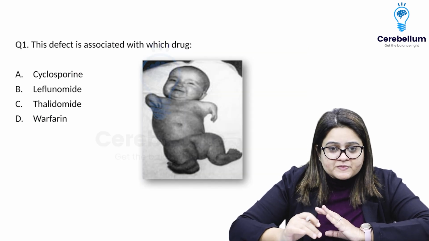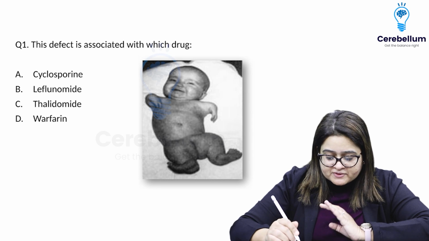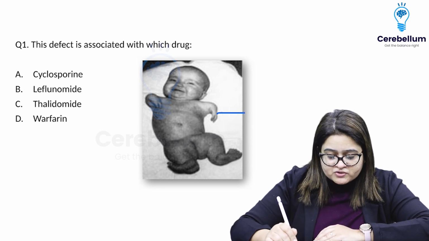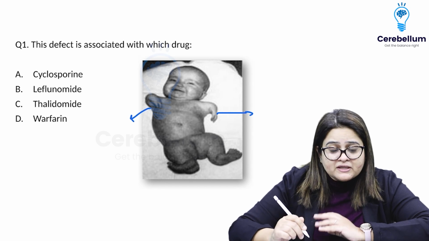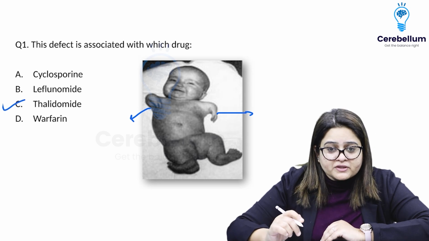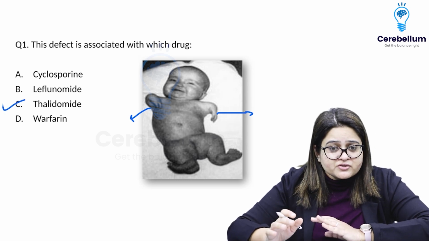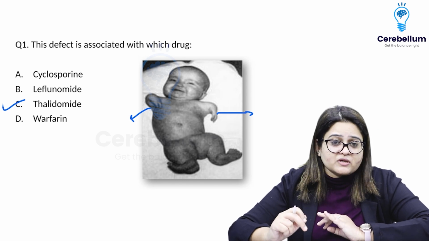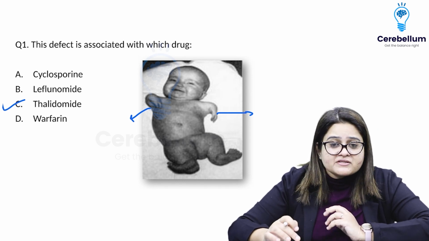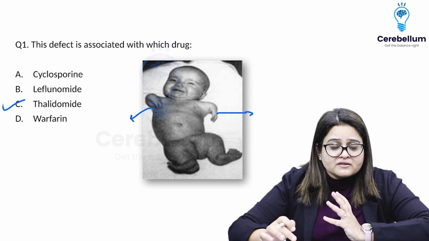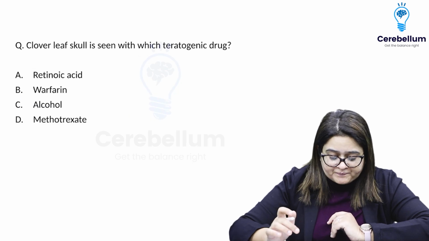Now a few MCQs. Which drug causes this defect? You can see there are short limbs here. So this is phocomelia, typical picture of thalidomide, which caused the thalidomide tragedy of the 1960s. Thalidomide was given as an antiemetic in the first trimester of pregnancy, and then fetuses born with limb defects were noticed, and it was realized that thalidomide causes phocomelia.